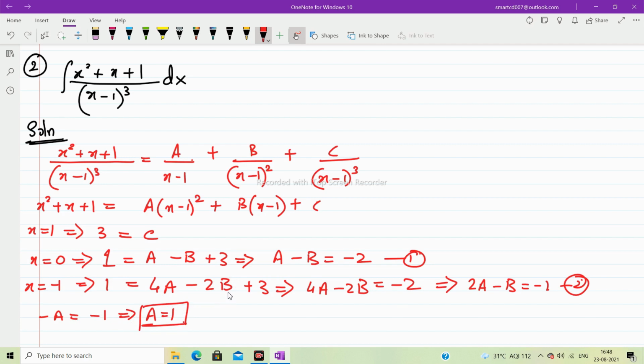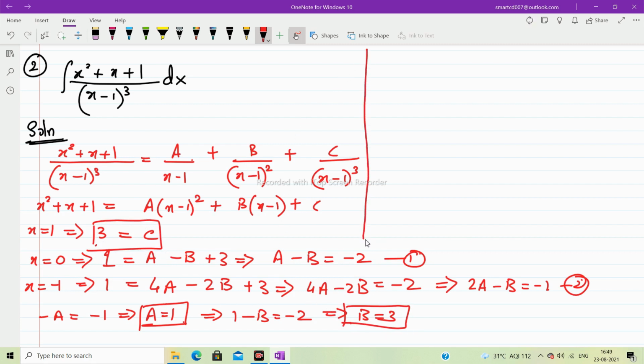And now we need the value of b, so I put a equal to 1 in the first equation. So I'll have 1 minus b is equal to minus 2. So I'll have b is equal to 3. So I got the values of a, b, and c, right? So here we got c, and here we have a, and here we have b. So now we just need to integrate.